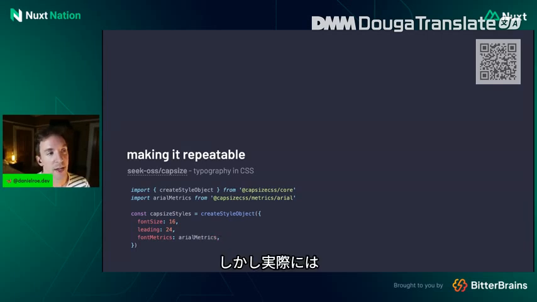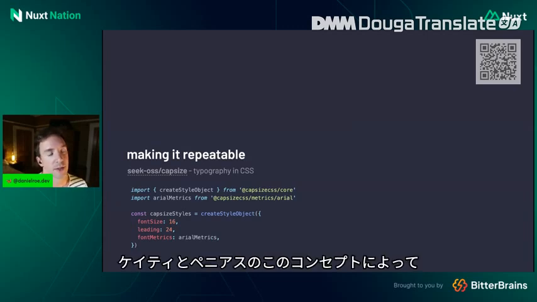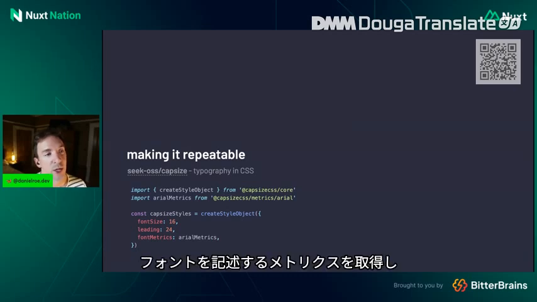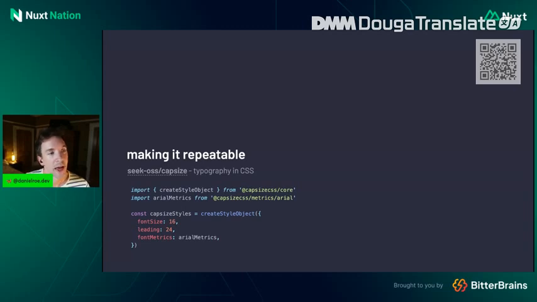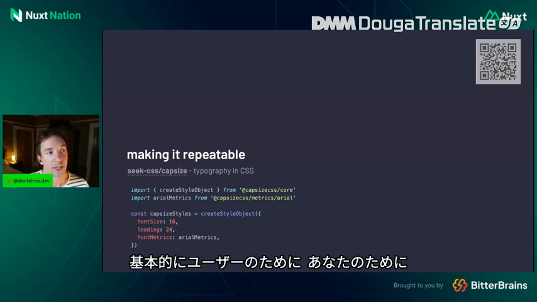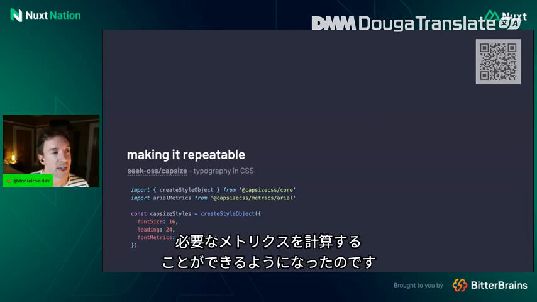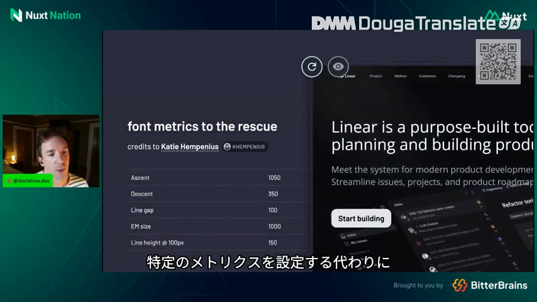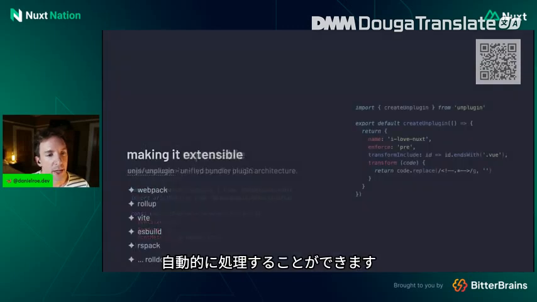But it was actually some time ago, in fact. But it was actually with this concept from Katie and Peñas that this became really, really useful, because we could take the metrics that describe the font and basically be able to calculate for you what the metrics need to be. So rather than go through and manually come up with those particular metrics for Poppins or whatever, we can actually get it automatically done for us.